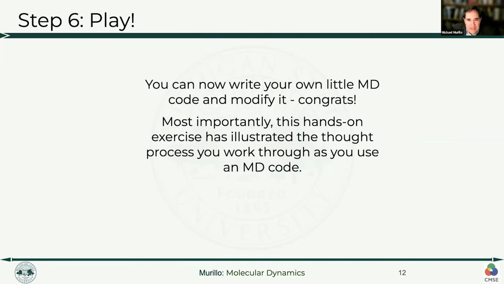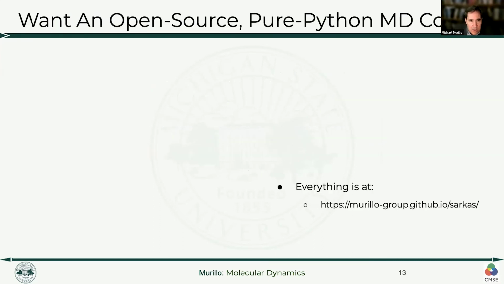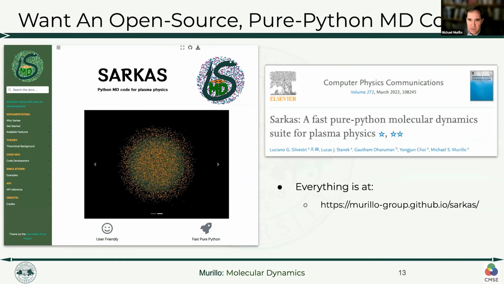So that's it. The only thing I wanted to say before I finish is, if you like having a code that you can play with, and a lot of people like to use Python because it's easy to code in, one of the things that we've developed here in my research group is a pure Python MD code called Sarkas. Maybe all of you know what that means. It is open source, it's free, and you can download it from GitHub. We try to make extremely good documentation, code examples, and Jupyter notebooks. You can run it directly from a Jupyter notebook.